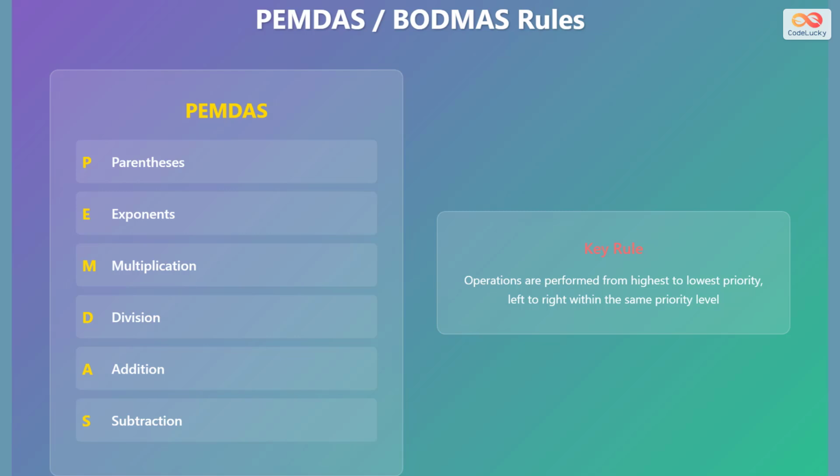In order to get the correct answer, it is imperative to follow the PEMDAS or BODMAS rules. PEMDAS stands for parentheses, exponents, multiplication, division, addition, and subtraction. The key rule to remember is that operations are performed from highest to lowest priority, and from left to right within the same priority level.